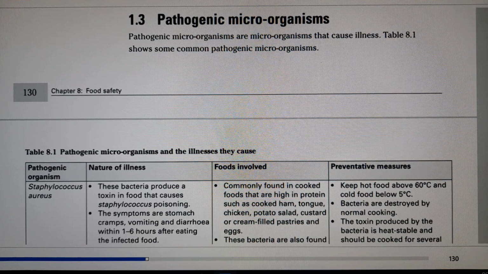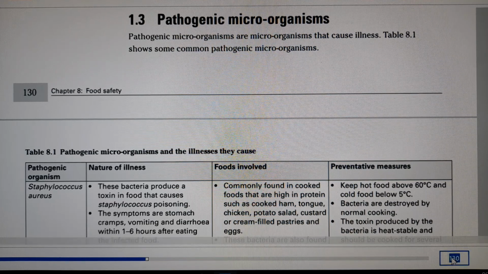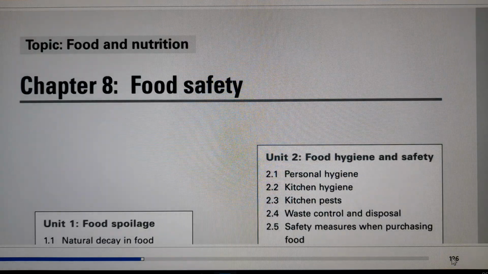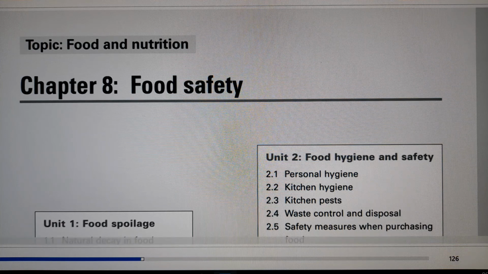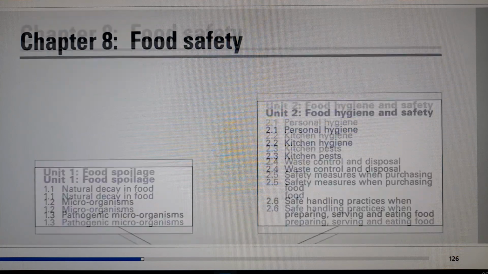Hello everyone. It's grade 10 consumer studies, and we have started with the topic food nutrition, and we were looking at page 126, which covers food safety. And then under food safety, we are still busy with unit number 1.